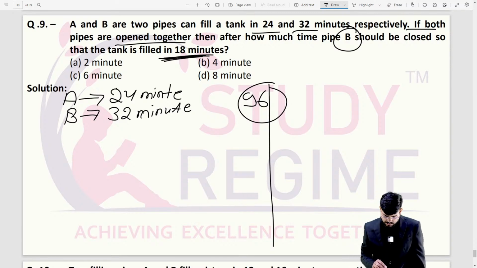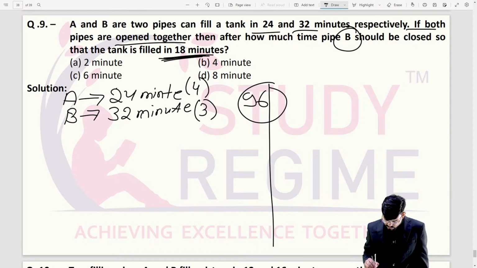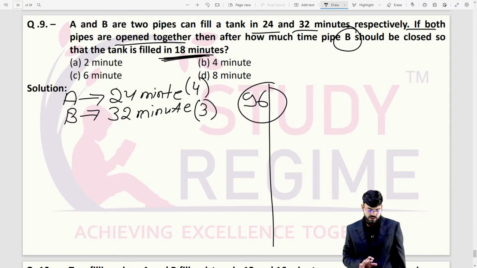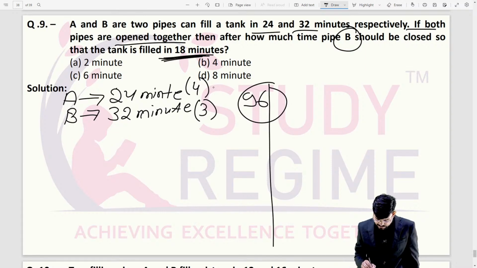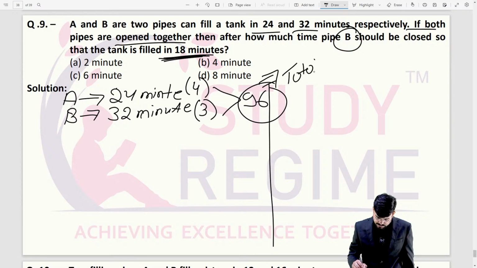Now for pipe A, how many units of water will be filled? You will divide 96 by 24, you will get 4. And when you divide 96 by 32, you will get 3 units of water filled. So A and B are two pipes that can fill the tank in 24 minutes and 32 minutes. I have taken the LCM of that. This is the total work.